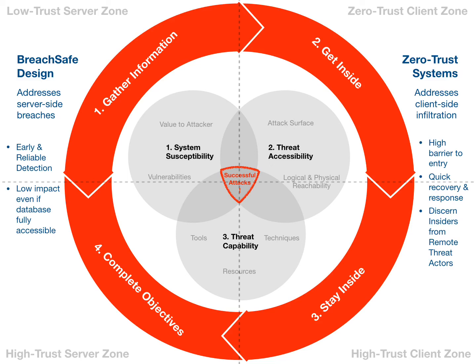Breach-safe and zero-trust client approaches are two reusable architecture patterns to address both the server and client zones respectively. The attack lifecycle approach deals with threat accessibility at a tactical level, instead of trying to block or detect a limited set of techniques. On the server side, even when attackers are able to fully access the low trust zone, there is no data that can be related to the users of the system.